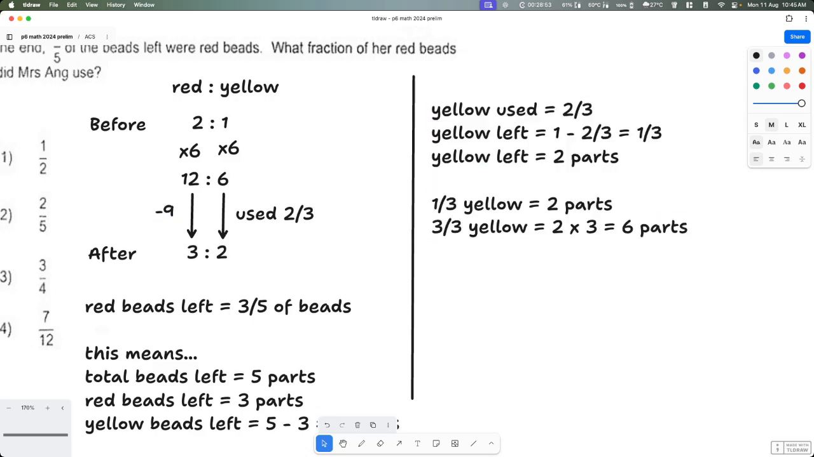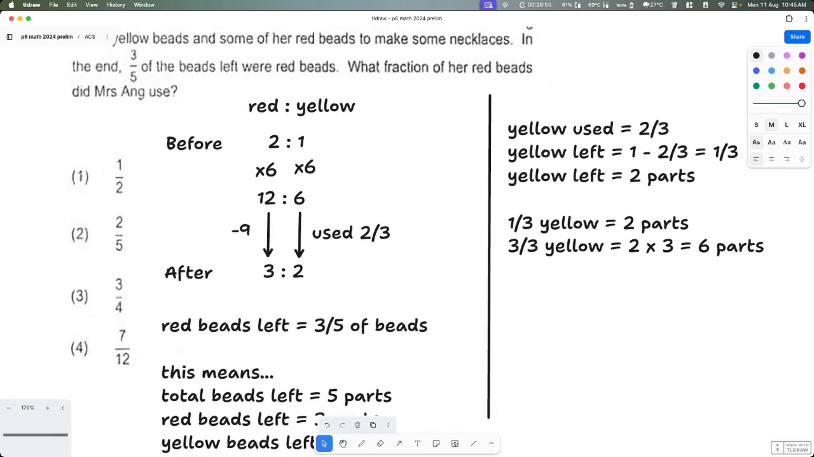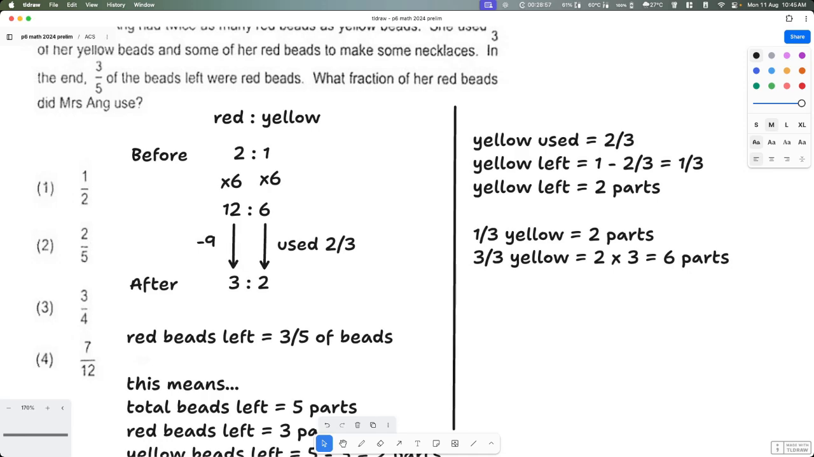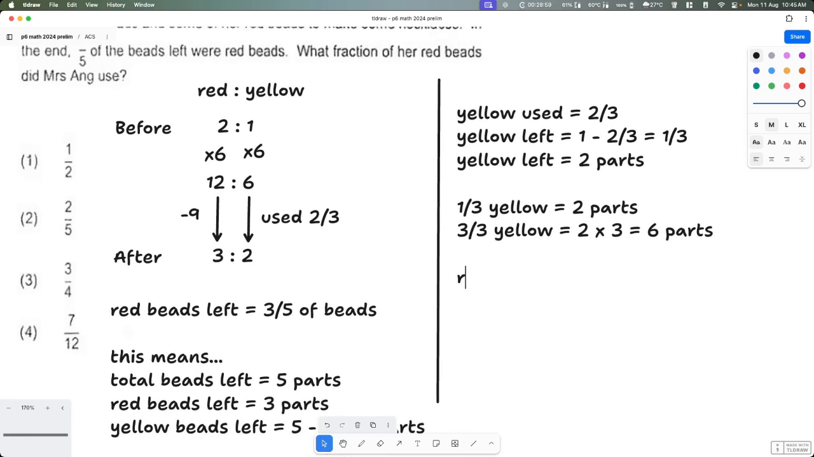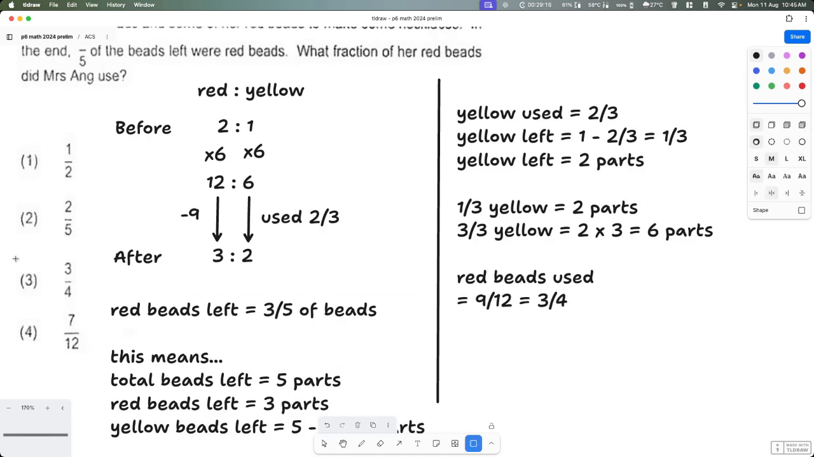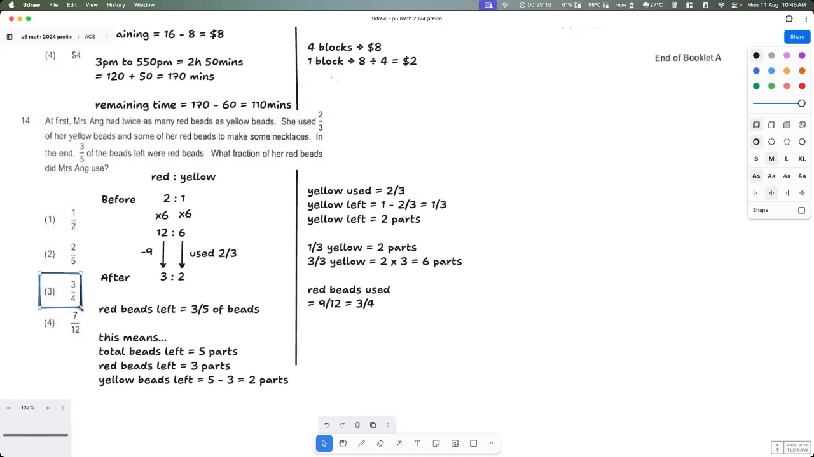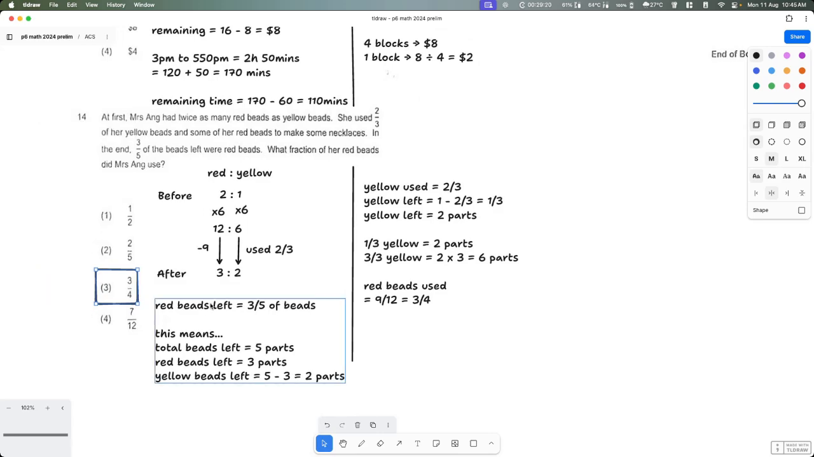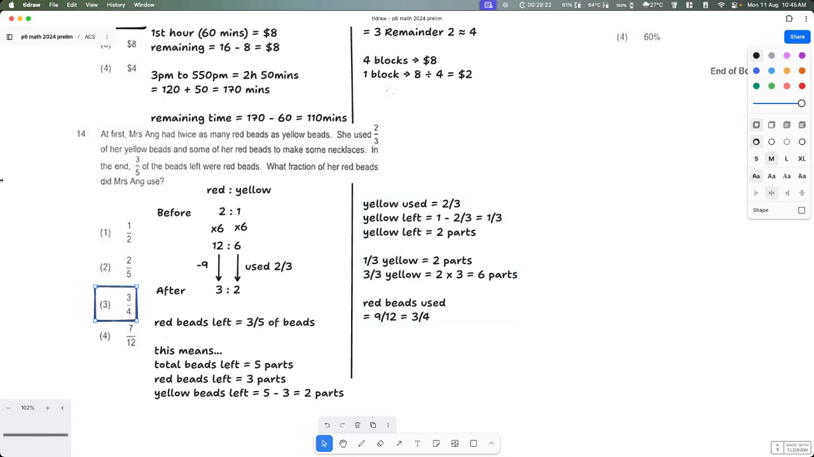So what fraction of a red beet did Mrs. Ang use? So red beets used is equal to 9 out of 12. And if you simplify this, it will be 3/4. There you go. So the answer is option number 3. All right, so that's it. Let's move on to the next question.